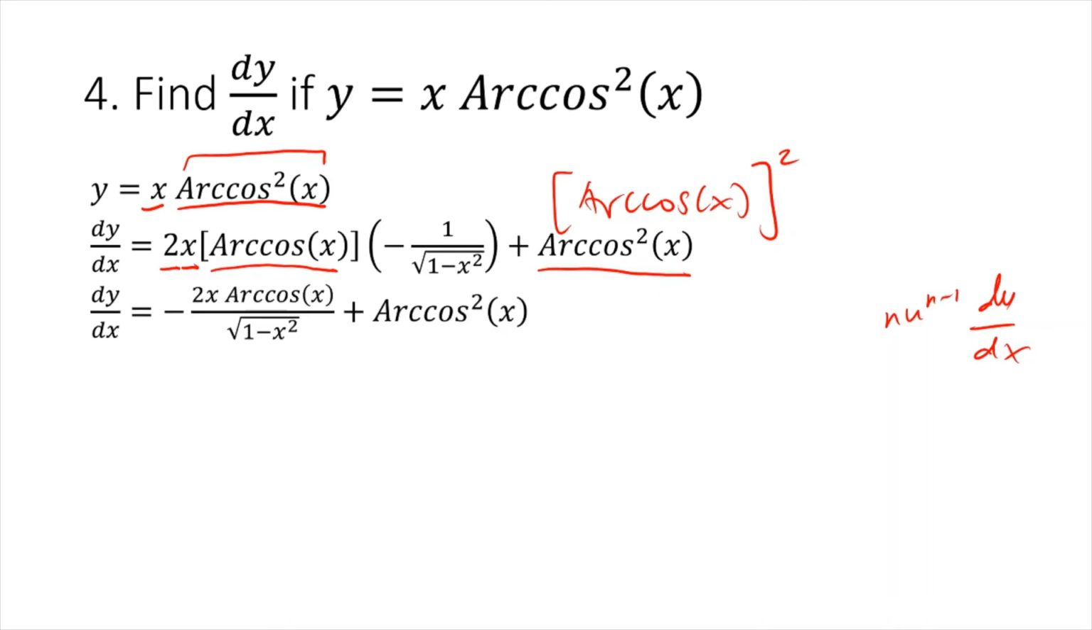Simplifying, we'll get negative 2x arccosine of x over the square root of 1 minus x squared plus arccosine squared of x. We can rearrange the two terms. Let's write the positive term first. So we have arccosine squared of x minus 2x arccosine of x over the square root of 1 minus x squared. Again, if you are required to express your answer in factored form, then you factor out arccosine of x. Okay, but we can consider this our final answer.